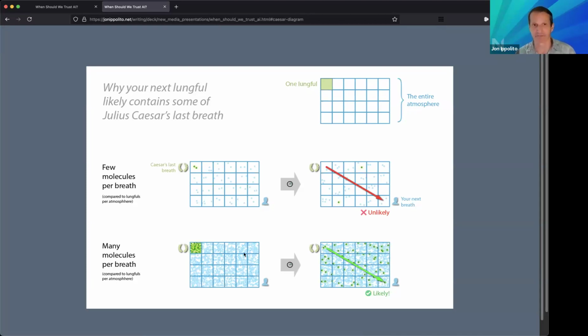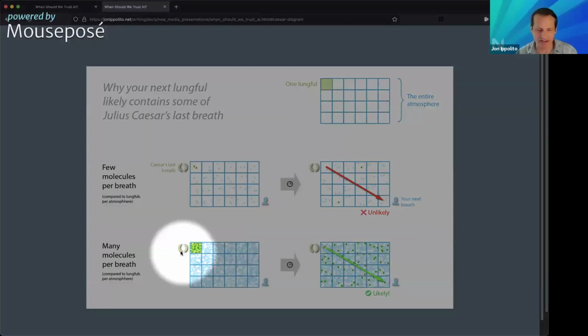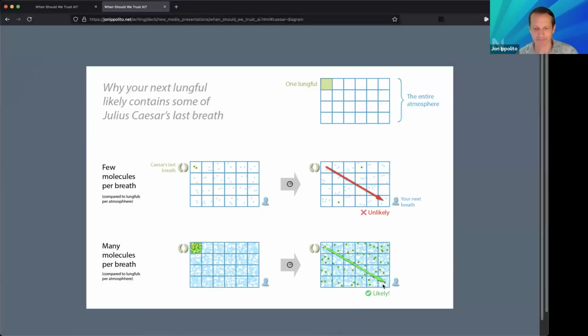And yes, there are a lot of lungfuls in the atmosphere too, but in a very real sense there are fewer of them than there are atoms in the atmosphere. What does that mean? It means there are so many of these green molecules stuck in this upper left corner that they're going to spread themselves out, and it will actually turn out to be likely that one of them ends up in your next lungful. So the idea is that when the proportion of successful options in any snapshot is greater than the number of possible snapshots, that turns out to be pretty likely.